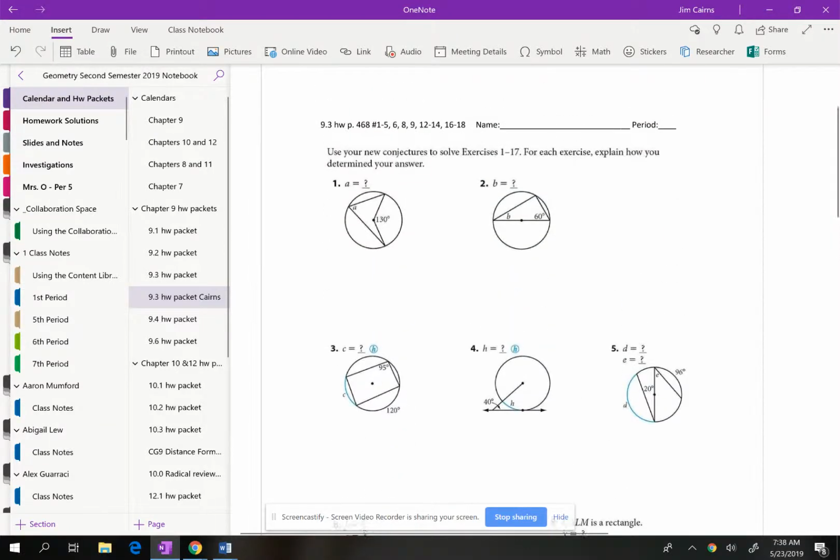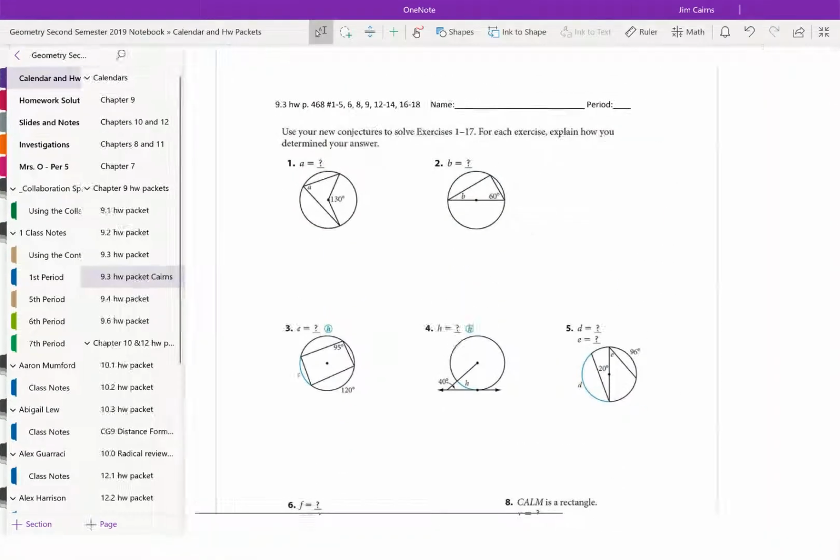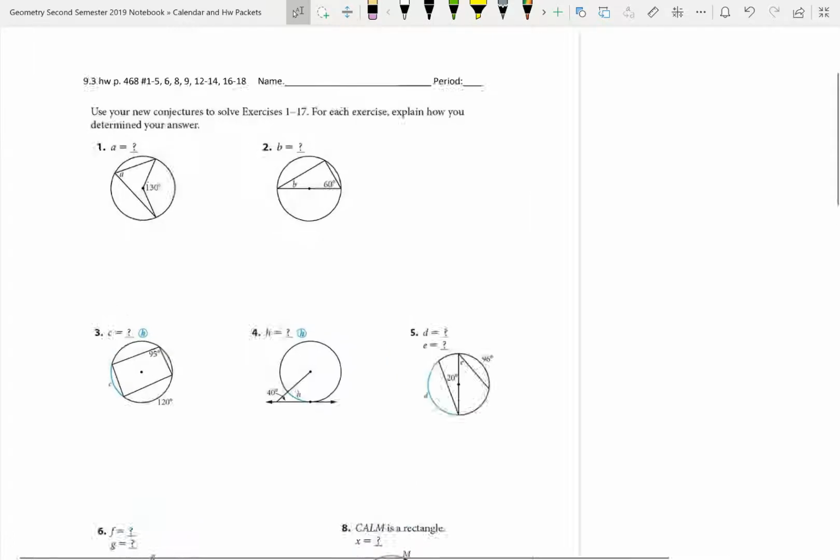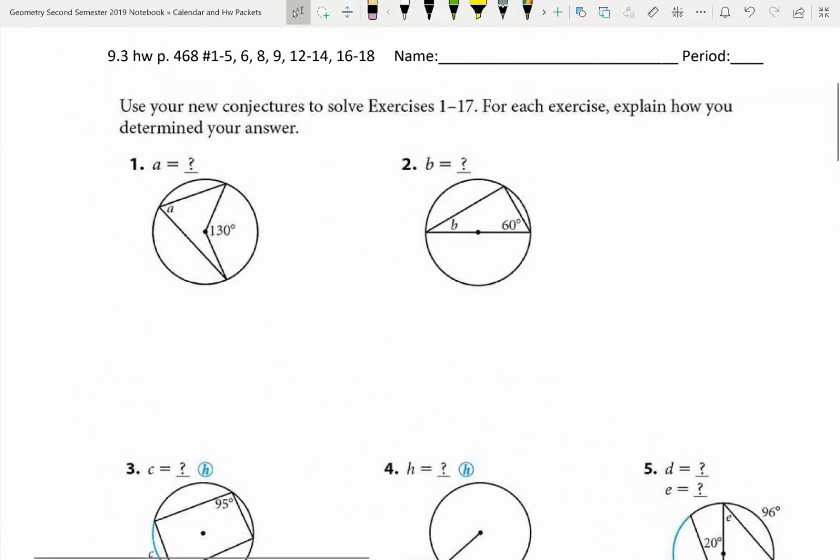All right. So this is going to go over the 9.3 homework. It says using your conjectures to solve for 1 through 17, and for each exercise explain how you determined your answer. So with A, we'll start there.